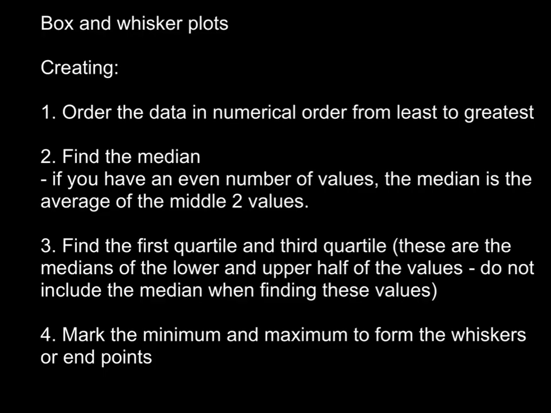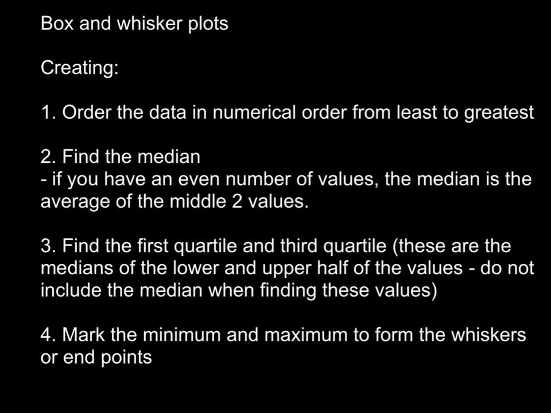All right, and the last one is box and whisker plots. So creating, we're going to order the data in numerical order from least to greatest. Then, number 2, we need to find the median. If you have an even number of values, the median is the average of the middle 2 values. Then, we're going to find the first quartile and the third quartile. These are the medians of the lower and upper half of the values. Do not include the median when finding these values.